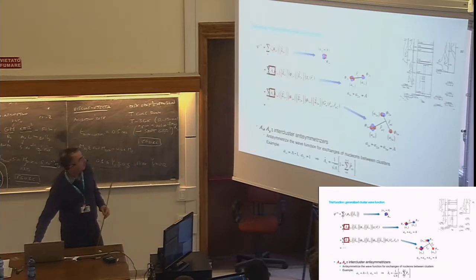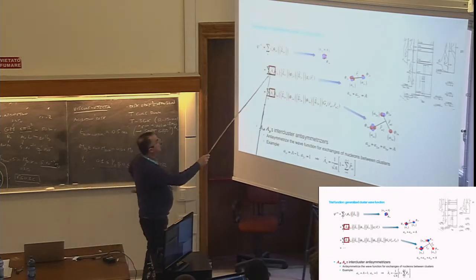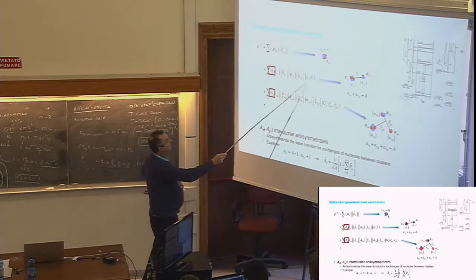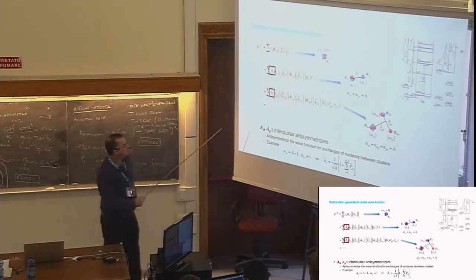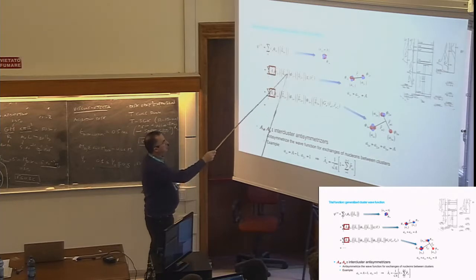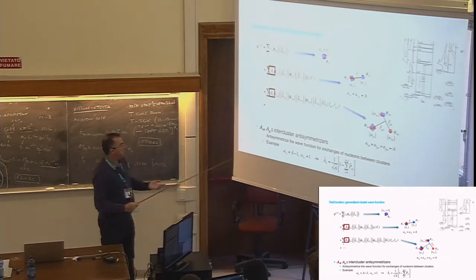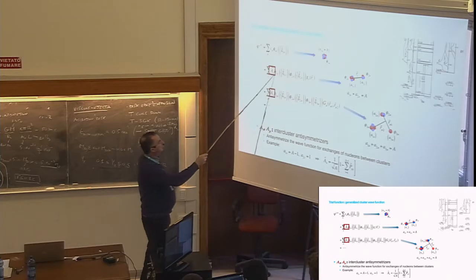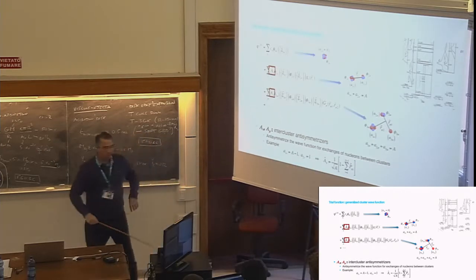But then here I also need to include antisymmetrization of the nucleons from different clusters. So the clusters themselves will be antisymmetrized, right? But then I need also to include the antisymmetrization if I exchange nucleons from different clusters. So that's why I have the antisymmetrizer here.